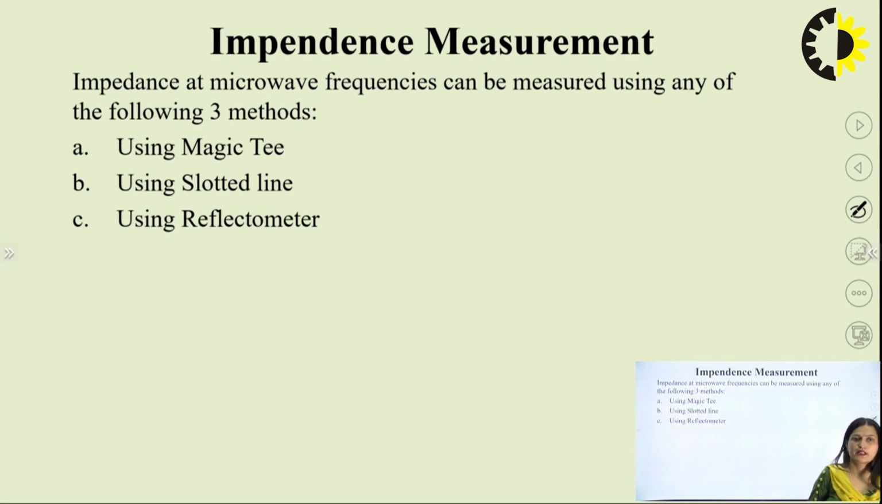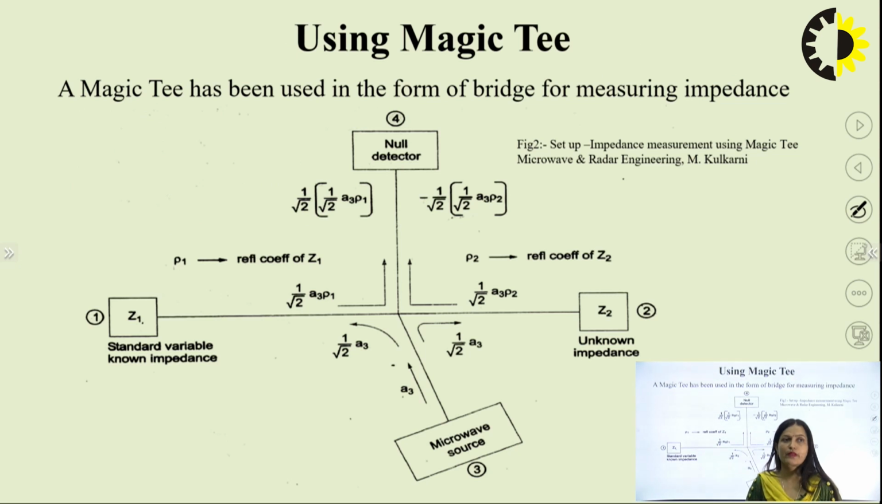Next measurement is the impedance measurement. Impedance at microwave frequency can be measured by any of the following 3 methods. First is the magic T, next is the slotted line, third one is the reflectometer. One application of the magic T is the measurement of impedance. The magic T has 4 ports, numbers 1, 2, 3 and 4. At port 1, a standard variable known impedance is used. At port 4, a null detector; port 3, microwave source; and at port 2, the unknown impedance.